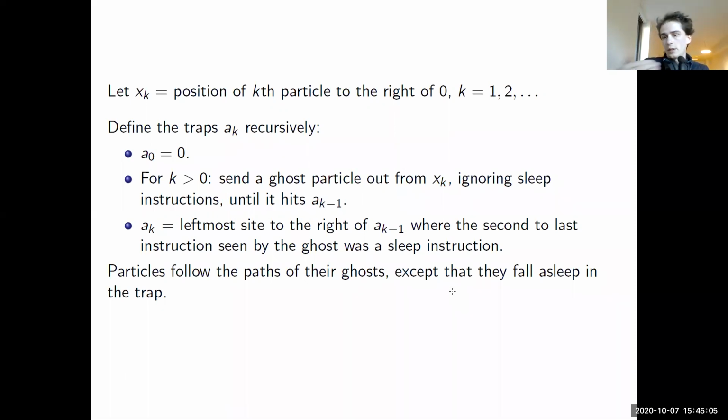And so now how is the system actually going to evolve? One by one, I'm going to topple the particles. They're basically going to follow the path of their ghost, with one caveat. That final sleep instruction that we found at the trap, it was the second to last instruction that the ghost saw. The actual particle is going to ignore all the sleeps except for that one. When it hits that one, it actually obeys it and falls asleep at the trap.